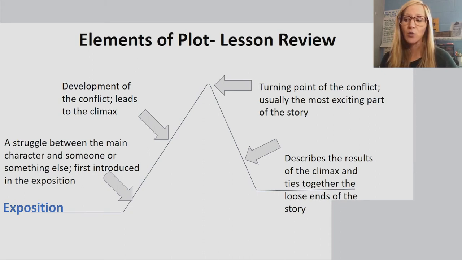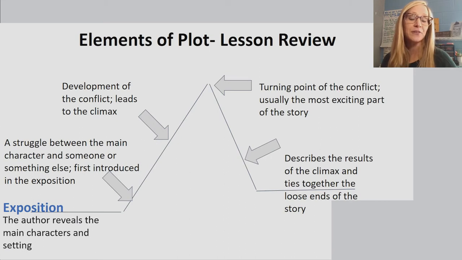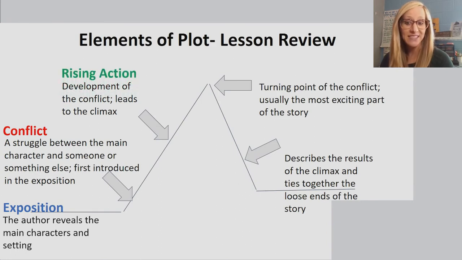In lesson 12, we studied the elements of the myth Arachne and how they led to the resolution. Do you remember the meaning of exposition? You're right. It's where the author reveals the characters in the main setting. Do you remember what word means a struggle between the main character and someone or something else first introduced in the exposition? That's right. When two opposing forces clash, it is called conflict. Can you think of the word that means development of the conflict, which leads to the climax? You're right, it's the rising action.